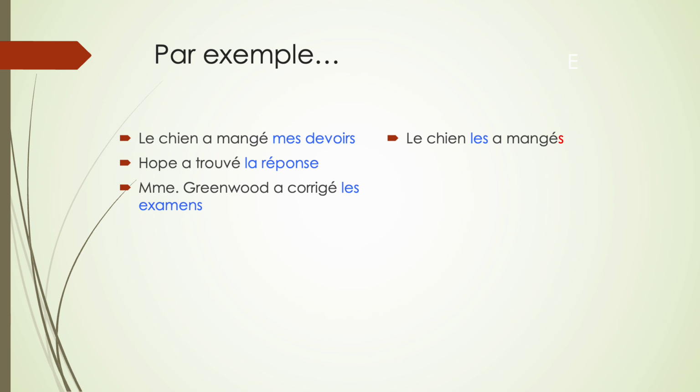Hope a trouvé la réponse. So, la réponse is our direct object. We're going to replace it with the direct object pronoun la. And here it's going to just look like l' because it's in front of the verb a. Hope l'a trouvé, but because la réponse is feminine, and now it's in front of the verb, we're going to have to make the past participle agree. So we add an E at the end to make it agree with la réponse. Hope l'a trouvée.